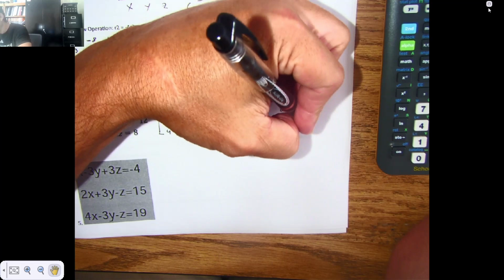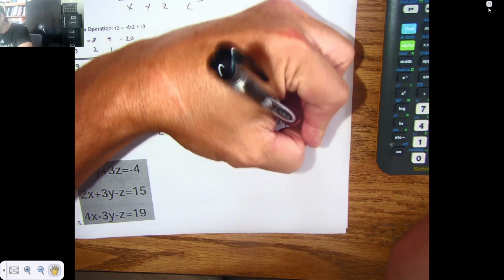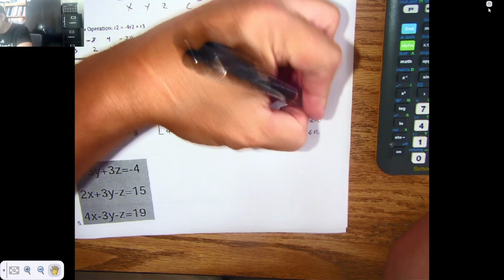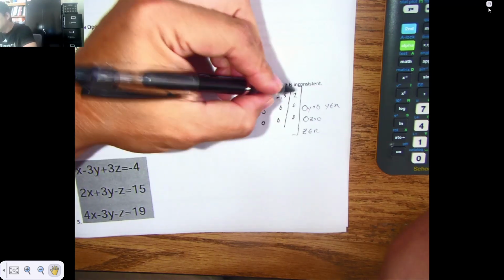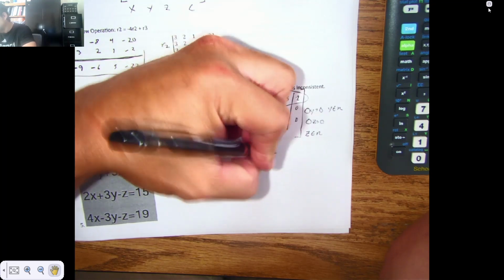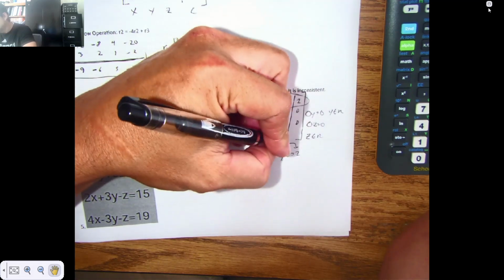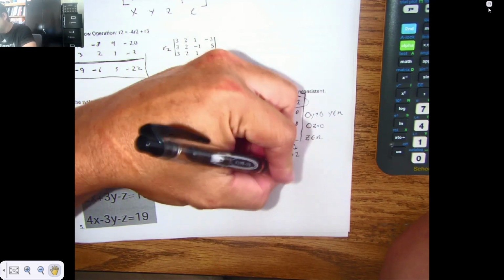All right, so let's talk about what things are saying. This line says 0Z is 0, which means Z is an element of the reals. This line says 0Y is 0, which means Y is also an element of the reals. So both Z and Y are any real numbers. And then we have this top line. It says X minus 3/2 Y minus 1/2 Z is 2. I'm just going to solve it for X and move those over. X is 3/2 Y plus 1/2 Z plus 2.